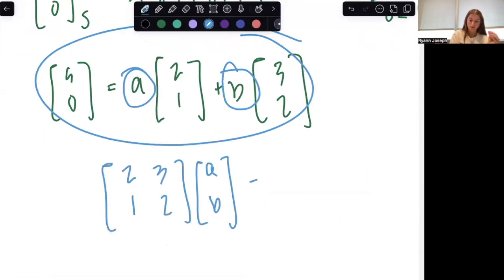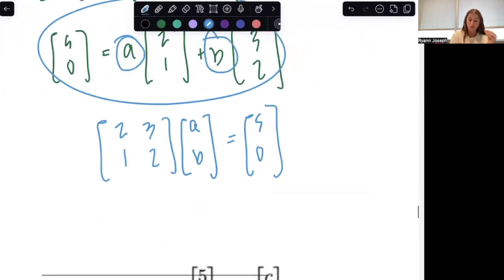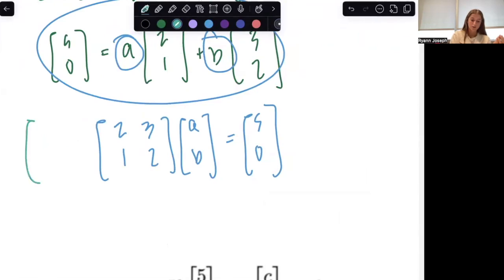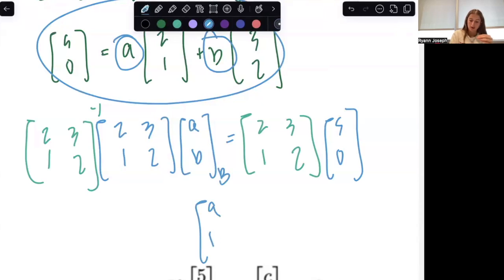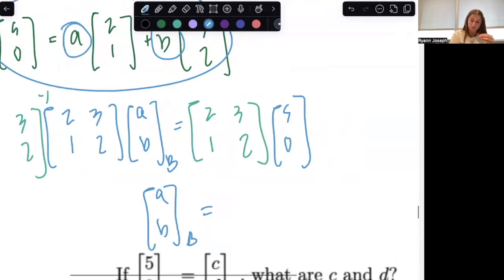AB is equal to 5, 0. And then to solve for AB, I could take the inverse of this, 3, 2, -1, multiply it on the left on this side as well. 2, 1, 3, 2. And then this is going to give us, what is it with respect to B?